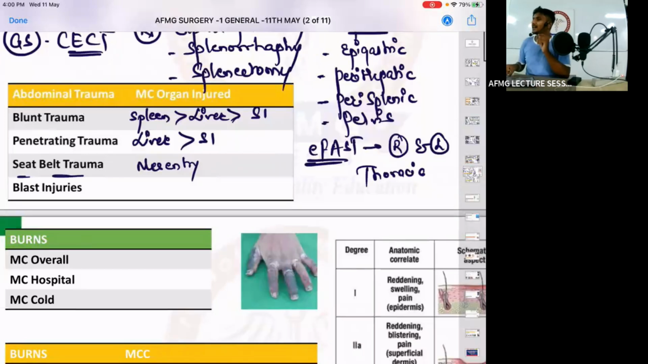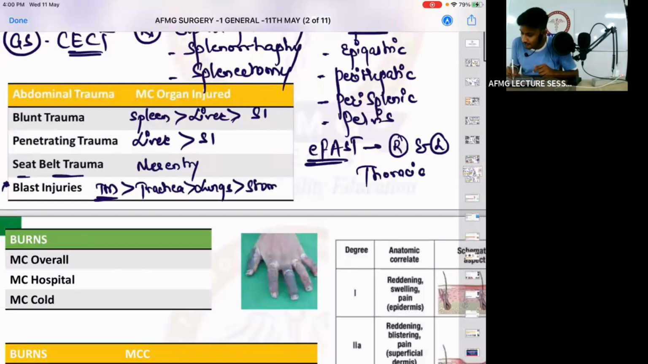The most common organ injured in blast injury. This is not only limited to abdominal, you can tell any organ. So the most common is the tympanic membrane, followed by air-filled cavities, then followed by small intestine. Okay? So the most common organs injured in blast injuries: first is, second is, third is, fourth is, fifth is, shaft pass.